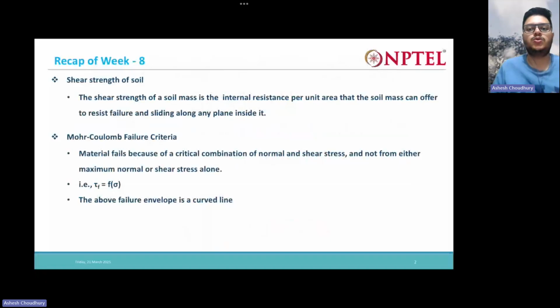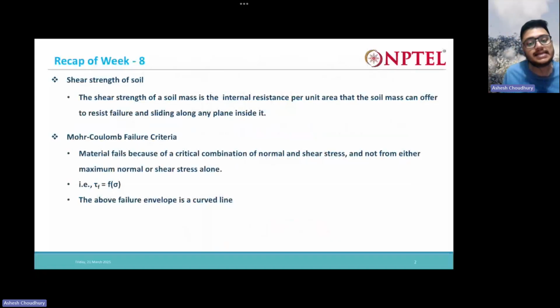So, what is shear strength of soil? The shear strength of soil is the internal resistance per unit area that the soil mass can offer to resist failure and sliding along any plane inside it. So, say you have a soil mass, and say there are some external forces due to which there is a tendency for the soil mass to slide over any plane.